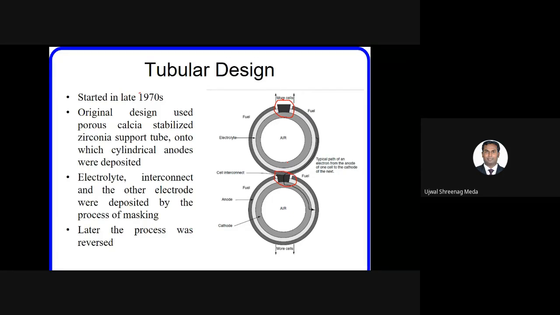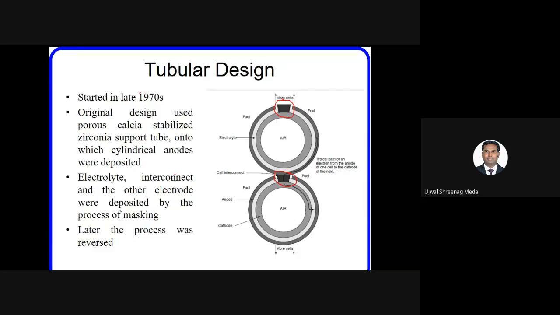So in the case of conventional planar design, bipolar plates are used as interconnects. But when it comes to tubular design, this is how the interconnect looks, which connects the cathode of one cell with the anode of another cell. That is how stacking is done. And the electrolyte, interconnect and other electrode are deposited by the process of masking or tape casting or EVD or CVD.